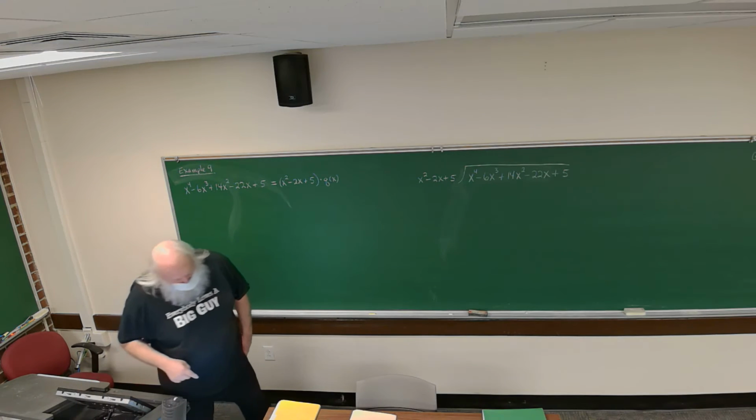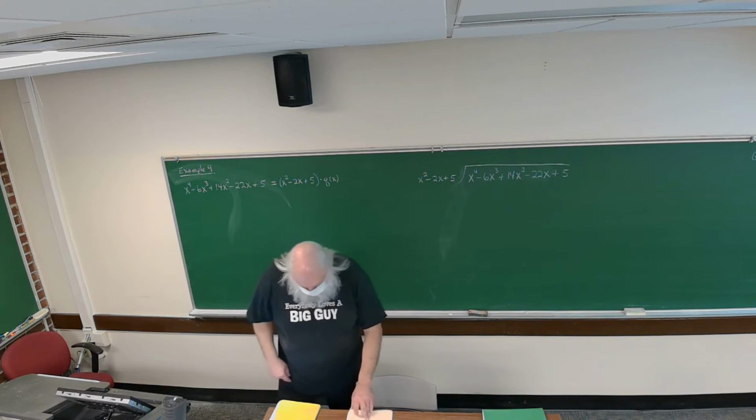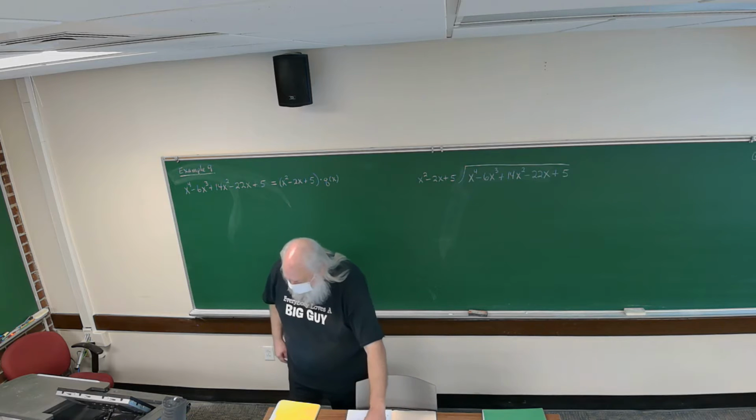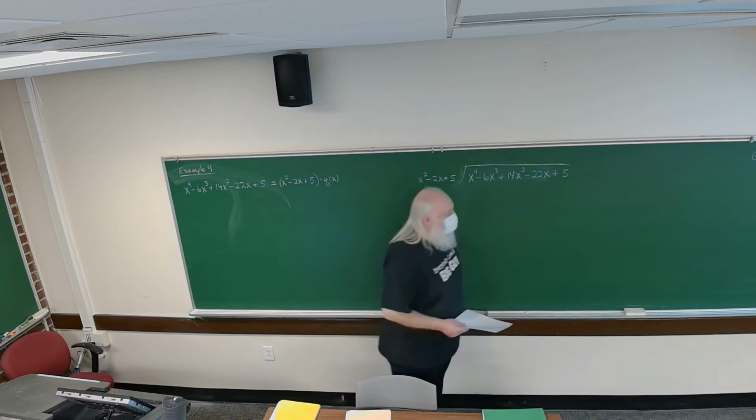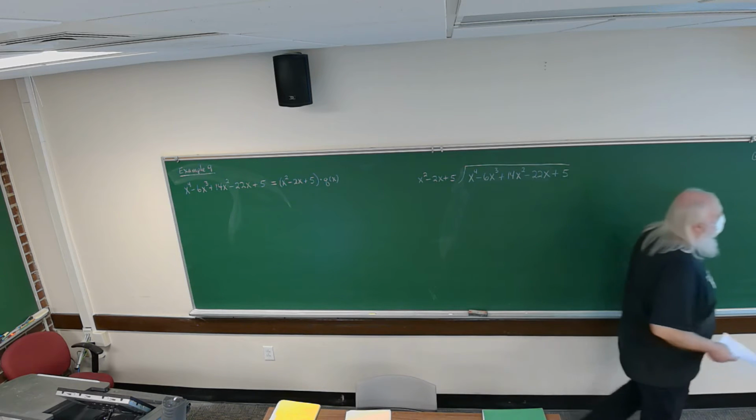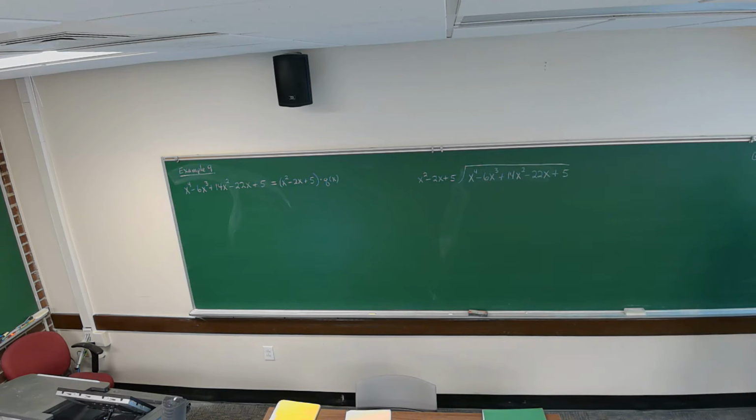So yesterday, or Monday, we were in the middle of example 9 when we stopped at the end of class. This is where we ended on Monday. We were trying to find all four zeros of this fourth degree polynomial equal to 0. What are the four zeros? Four values of x that make this fourth degree polynomial equal to 0.